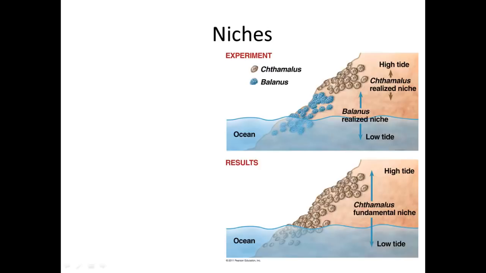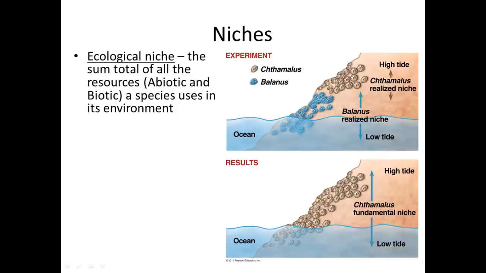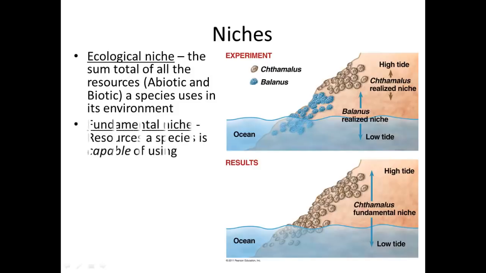Okay, we also have different types of niches. An ecological niche is the sum total of all the resources that a species uses in its environment. So what is its food, what is its shelter requirements, and so on and so forth. A fundamental niche then is the resources a species is capable of using.